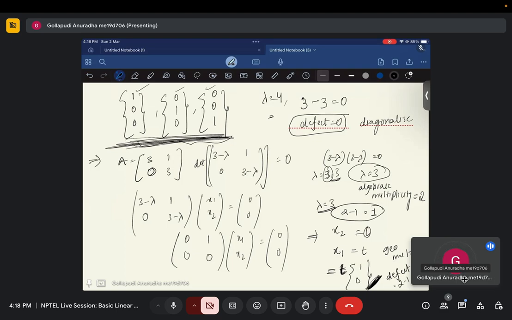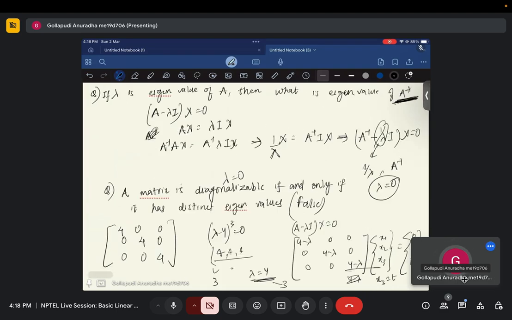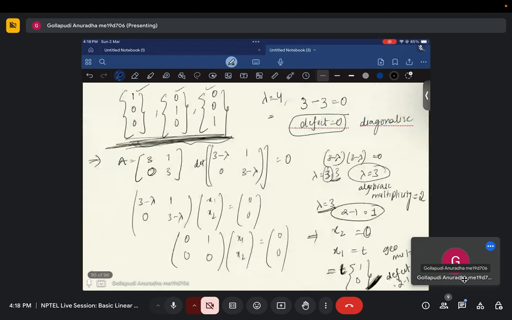Though all the 3 eigenvalues are the same, still the geometric multiplicity is going to be 3. So we are getting 3 independent vectors, and the defect is 0 here, so it's diagonalizable. So you cannot conclude based on distinct eigenvalues alone. Even if the eigenvalues are not distinct, there is still a possibility that we can diagonalize the matrix.